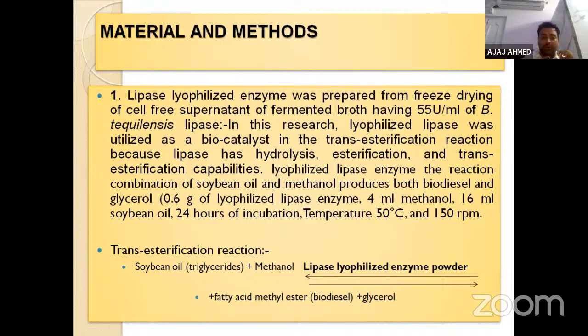In the lipase enzyme reaction, the combination of soybean oil and methanol produces both biodiesel and glycerol. This is 0.6 gram of lipase enzyme, 4 ml methanol, 16 ml soybean oil, 25 incubation, temperature 50, and RPM 150. Trans-esterification reaction: soybean oil plus methanol is the reactant, and lipase enzyme powder is used as a biocatalyst, and the products are glycerol and FAME, fatty acid methyl ester.